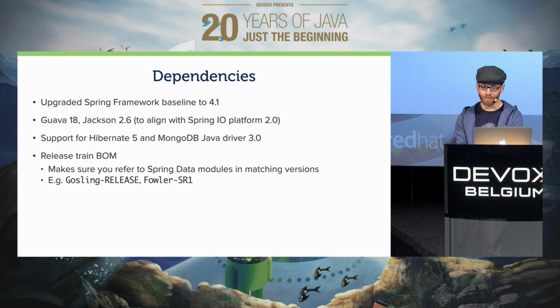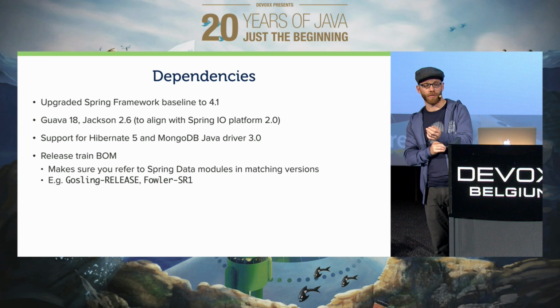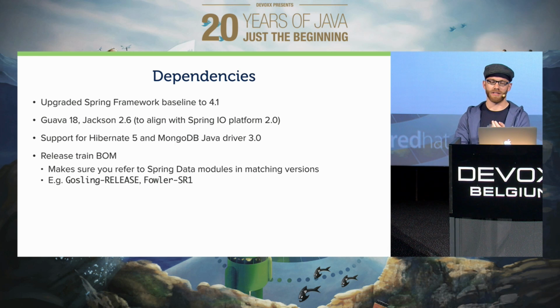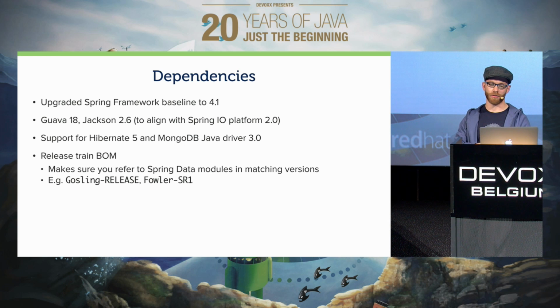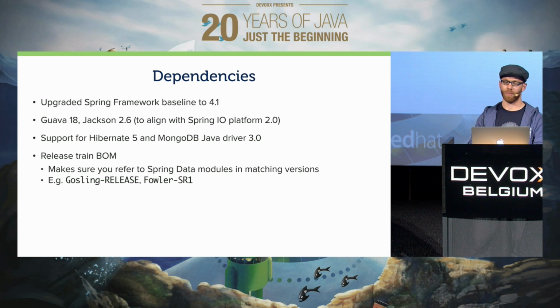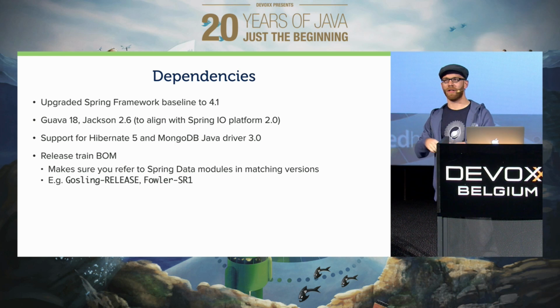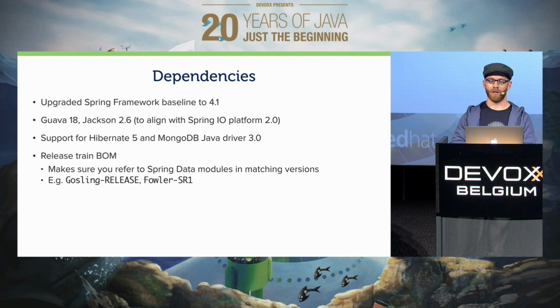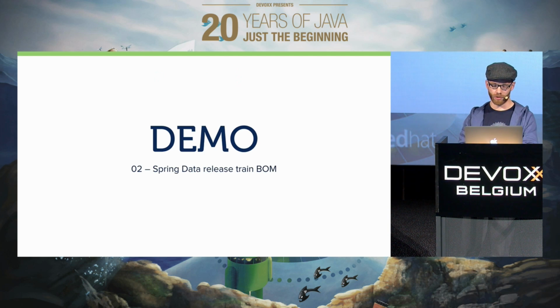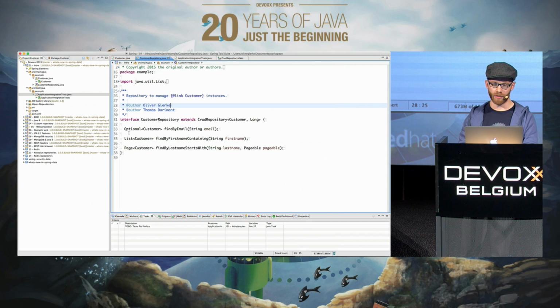But anyway, MongoDB 3.0 support has been quite a significant one in the platform in the Fowler release already. We've extended that with Gosling by quite a bit. So if you're running a 3.0 server or want to use the MongoDB Java driver 3.0, then that's supported with Fowler and Gosling. One thing that I want to show you and basically not spend too much time talking about in the slides is the release train BOM.